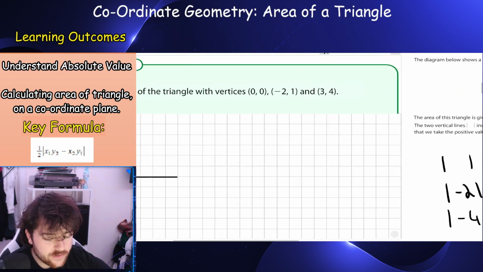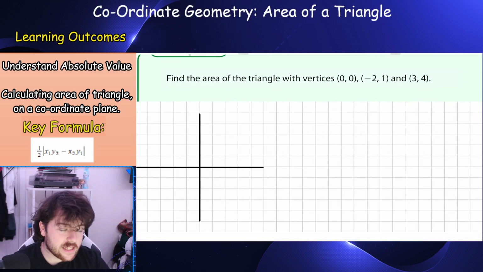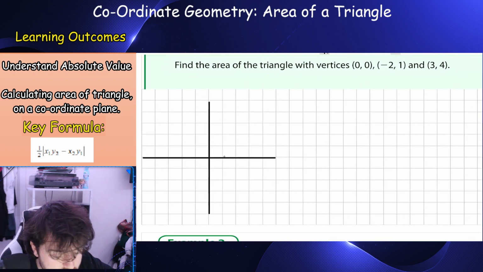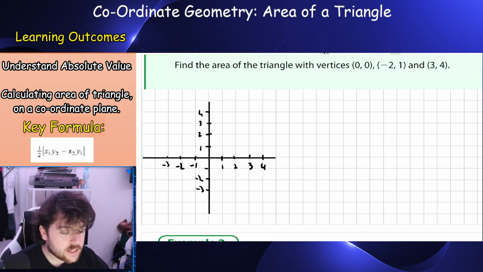So first of all, I have this question here. Find the area of the triangle with the vertices (0, 0), (minus 2, 1), and (3, 4). Again, the vertices are just points. So let me just plot these. I'll mark the axes: 1, 2, 3, 4 and 1, 2, 3, 4, and minus 1, minus 2, minus 3. Right, so I'm going to plot these points down.